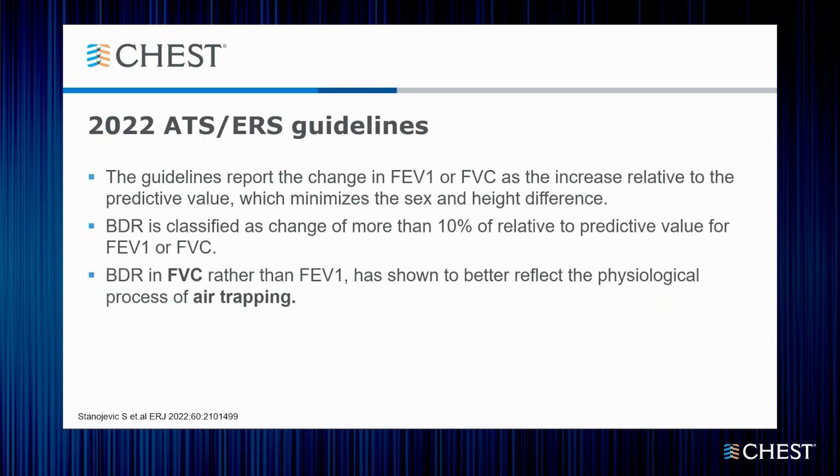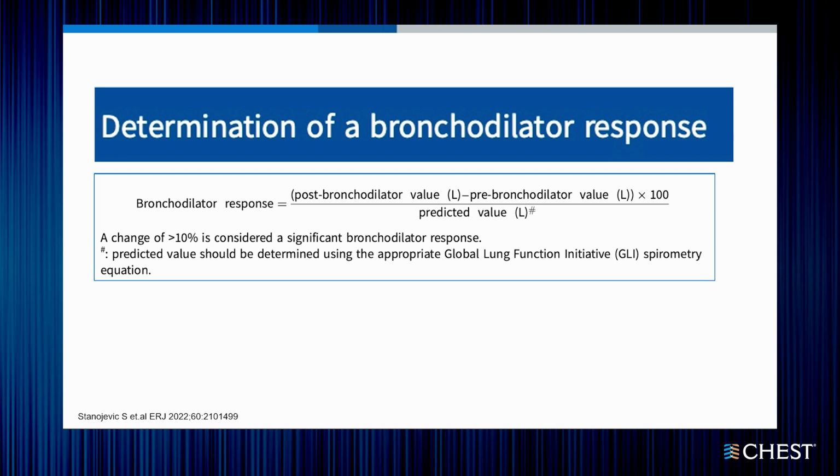So the new 2022 ATS/ERS guidelines reported the change in FEV1 and FVC as an increase relative to the predicted value, which minimizes the sex and height bias. The bronchodilator response has been defined as more than 10% relative to the predicted value of FEV1 or FVC. They also mentioned that bronchodilator response in relation to FVC rather than FEV1 was more reflective of the physiological process of air trapping. So that was something important that came out of the guidelines.